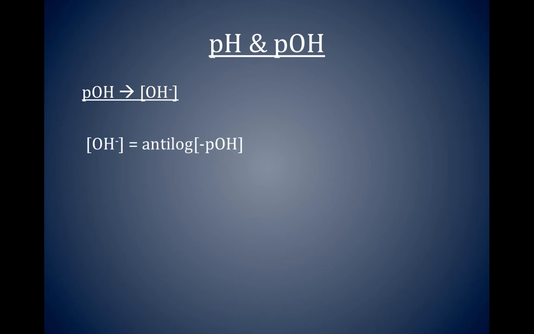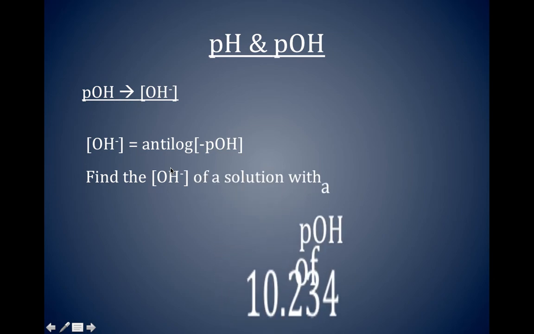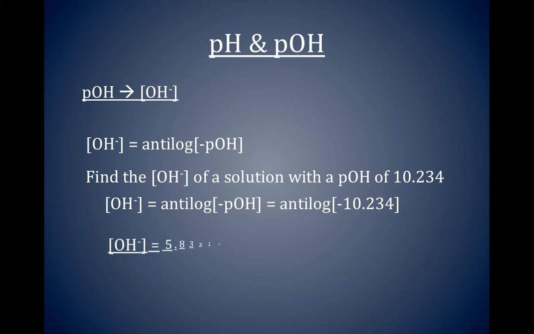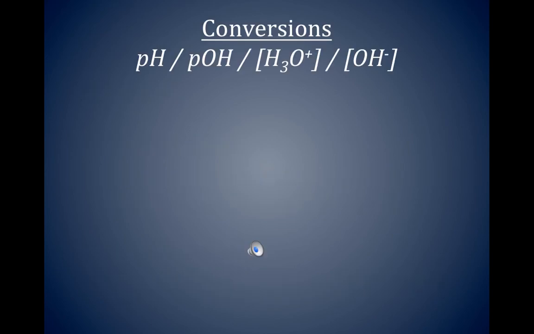pOH to OH- just works like the last slide with the pH going to H3O+. So you change the sign and anti-log it. Let's do it for this example here. 10.234. We make it minus 10.234, and we anti-log it. We get 5.83 times 10 to the minus 11, and we have to put in the big M. And there's that crazy sig figs thing coming in again.